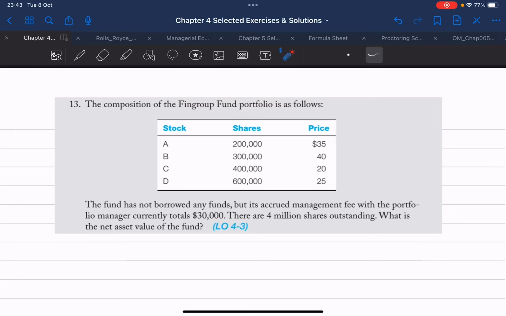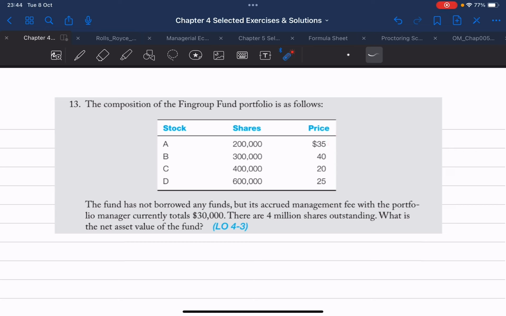This is Mohammed Aljaber, and we are still working on chapter 4 exercises from our investment course. In this video, we're gonna take a closer look at question number 13, which says the composition of the Fin Group fund portfolio is as follows. And then they're providing us with this table that shows us the details of the 4 stocks that are in the fund, the number of shares outstanding for each of the stocks, and the stock price.